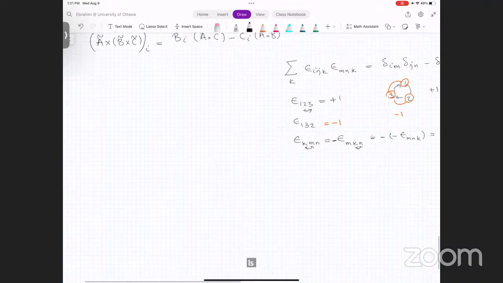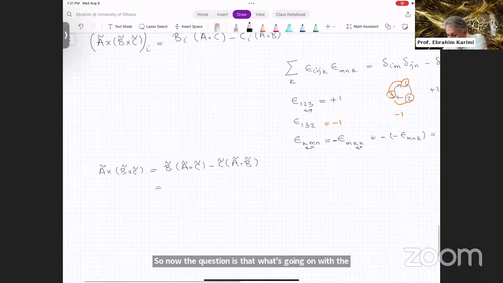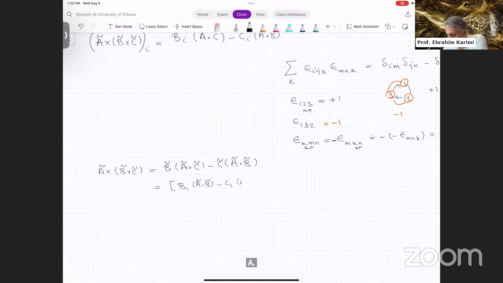Okay. So if you are looking for the magnitude of A cross B cross C, I say that is B A dot C minus C A dot B. So now the question is what is going on with the magnitude? Then you have to do the summation of the two. So it will be B1 minus C1 with a, oh, I have to write it down, sorry. A dot B minus C1, A dot C, A dot B, sorry.